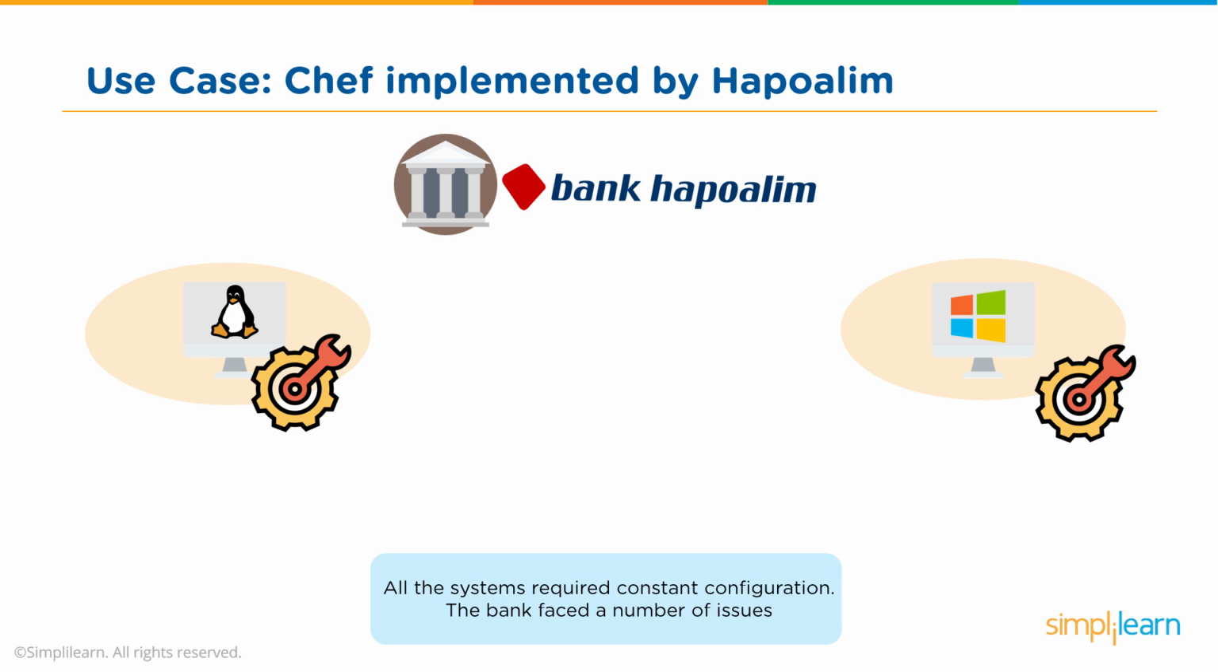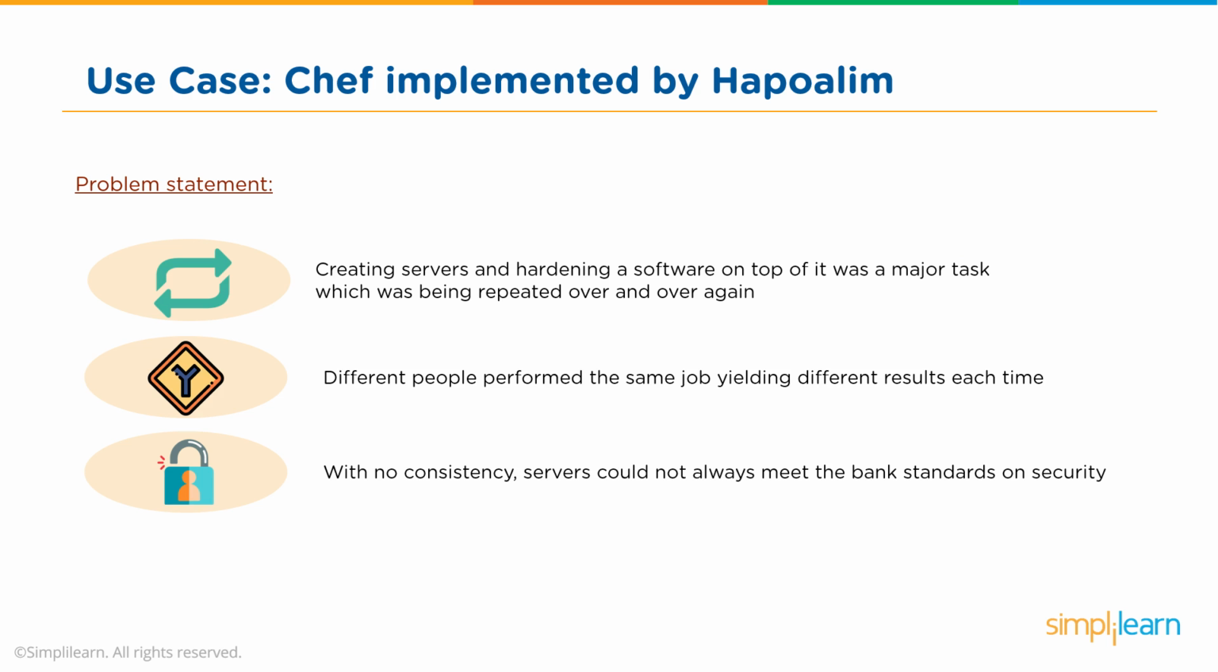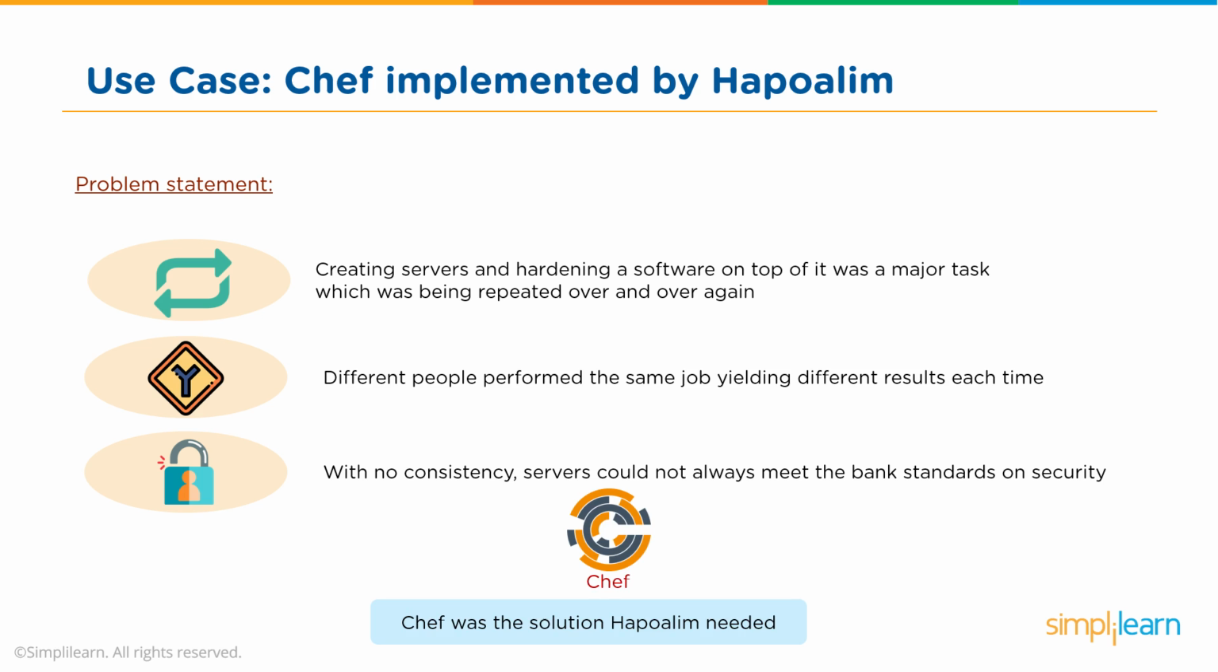So the challenge that the team at Hapoalim faced was creating and hardening software that ran the major tasks and was repeatable on those servers, so that it didn't matter who the people were performing the jobs, there was consistency in the work that was being done, and to address the problem that the servers, including the hardware on the servers, were not consistent throughout the organization. Chef addresses those specific problems and became the go-to product for Hapoalim.